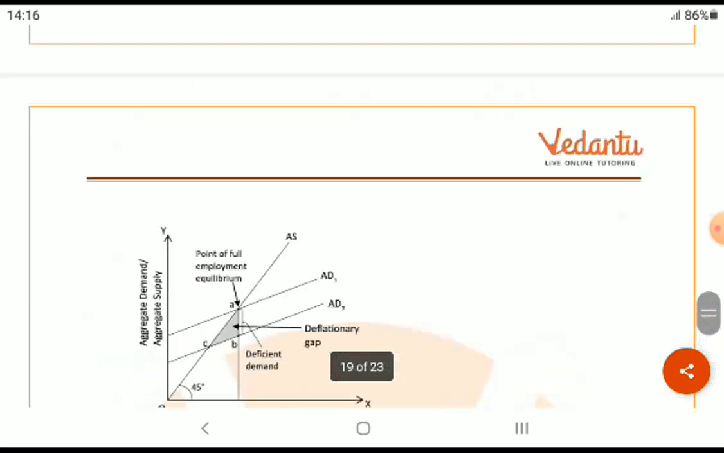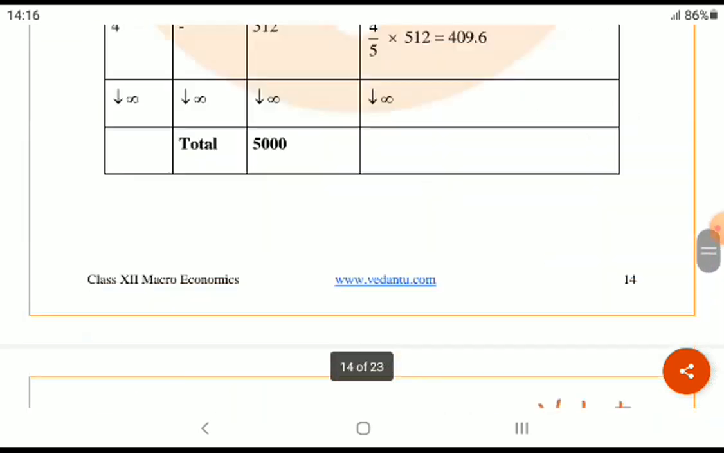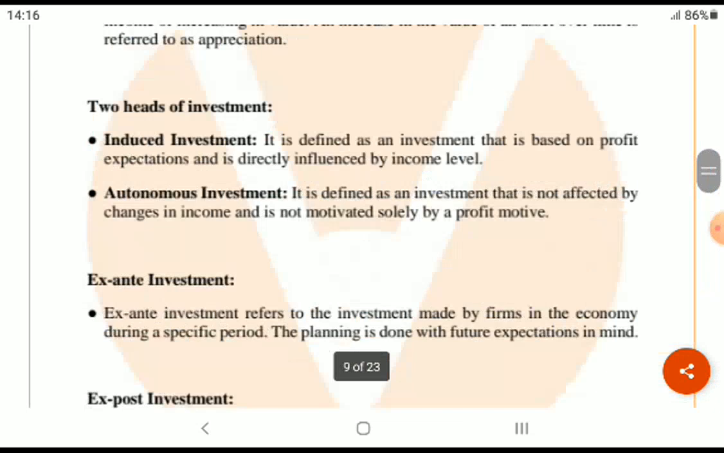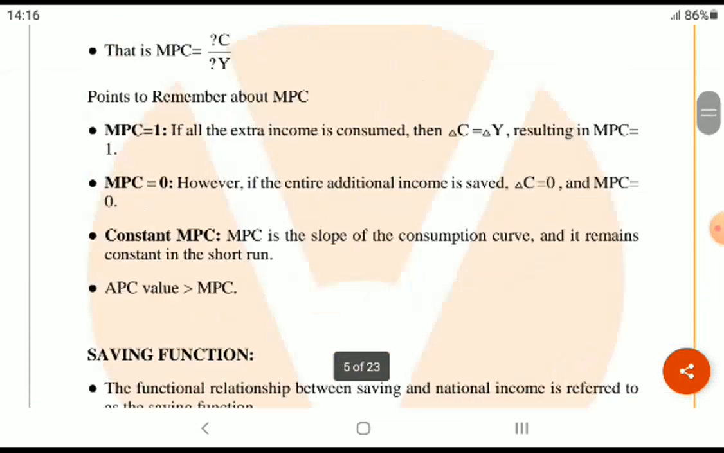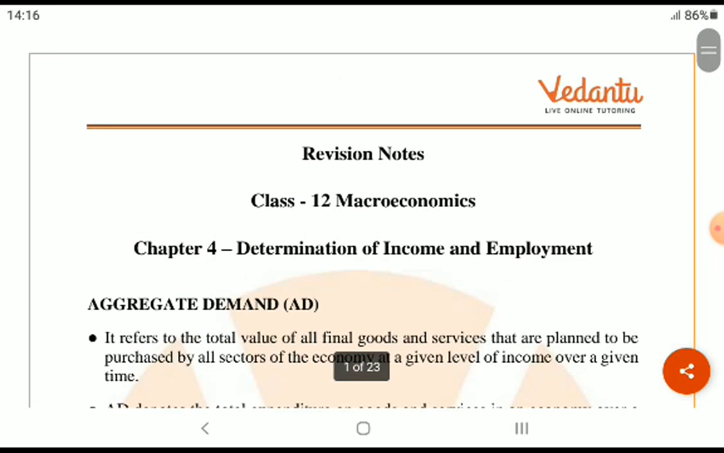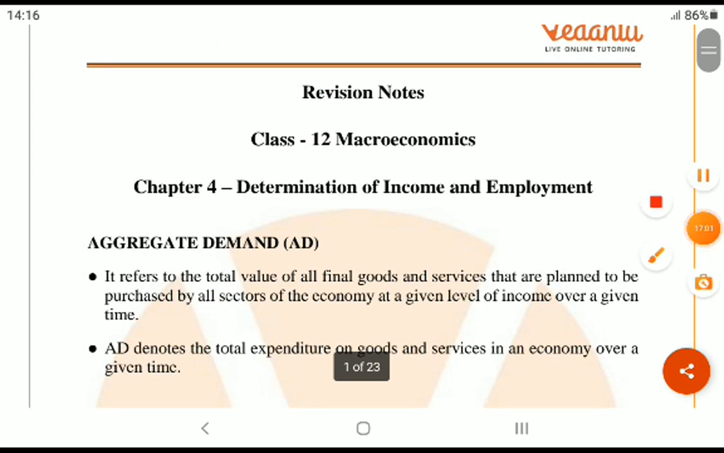So okay friends, this was your chapter, the determination of income and employment.